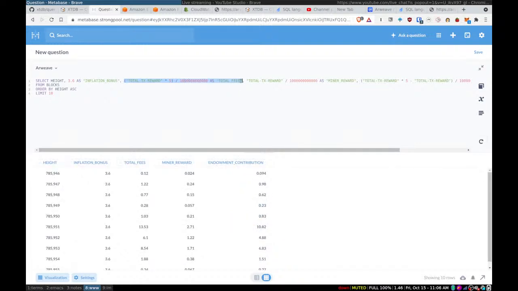Yeah, so let's take this. So that's total fees. And then total fees, we'll do that, minus 3.6. So just using our constant there. We will call this what? This is what I'm trying to get at here, the inflation bonus versus the transaction fees.